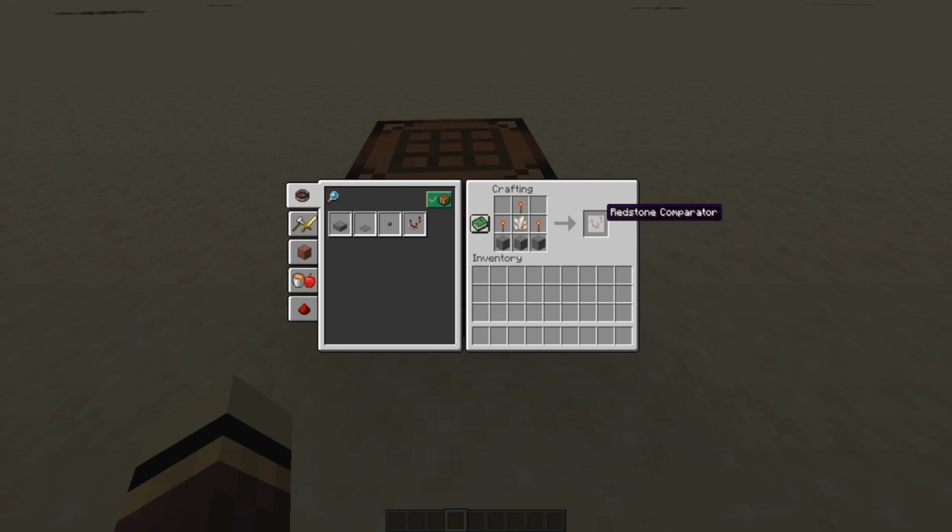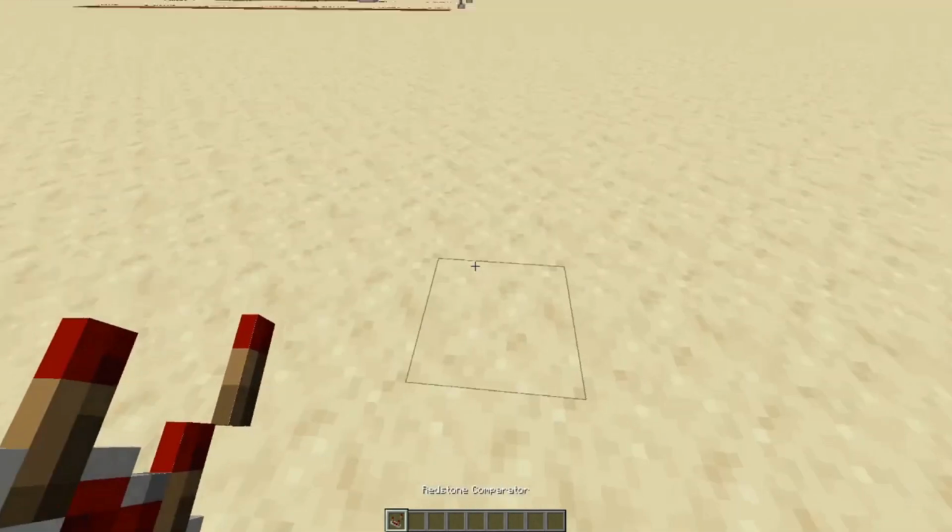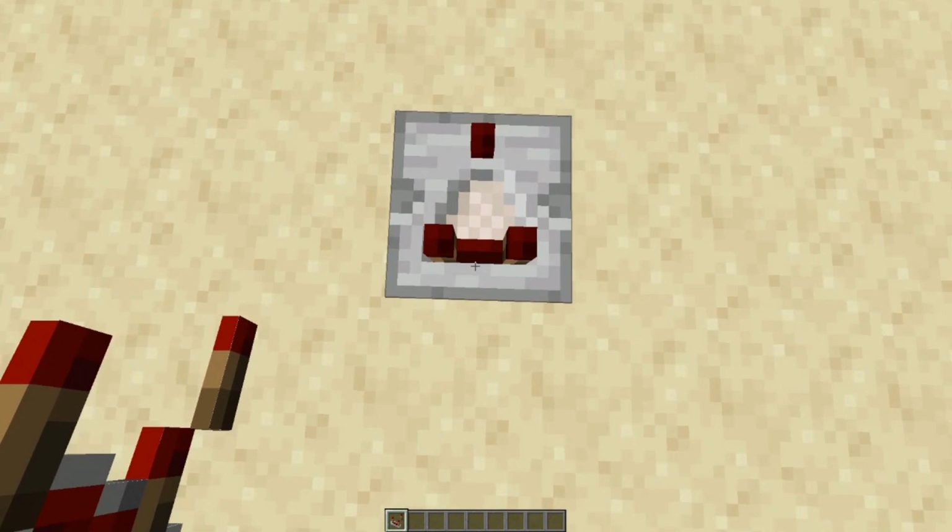As you can see on the right hand side, the redstone comparator has been crafted. We put that in our inventory. So what does it look like on the ground? And that's what it looks like on the ground.